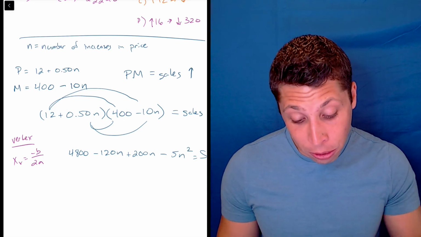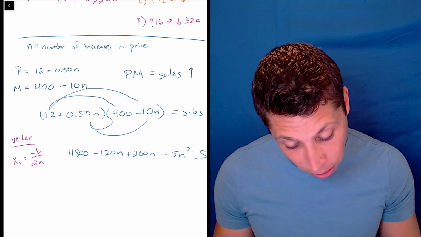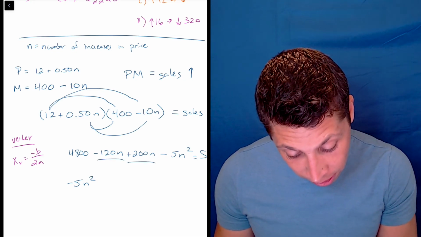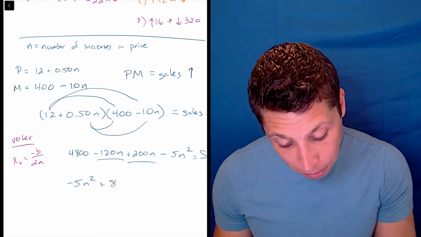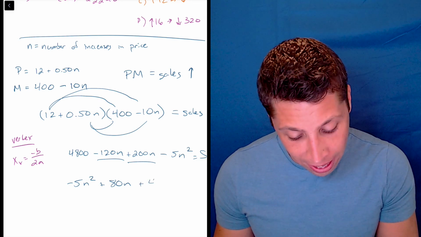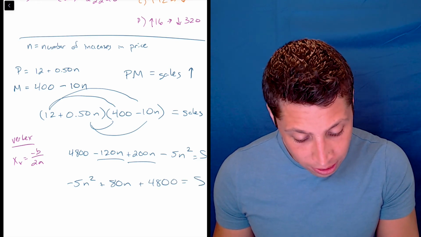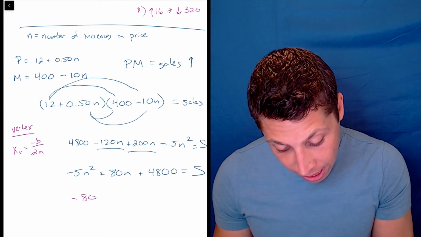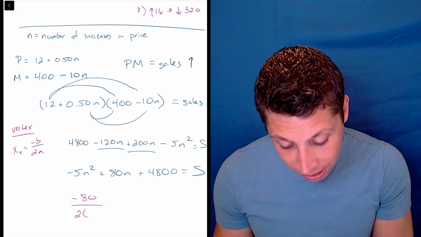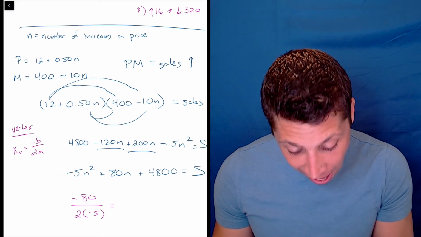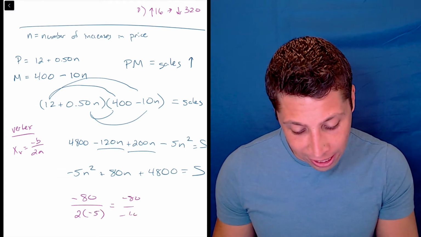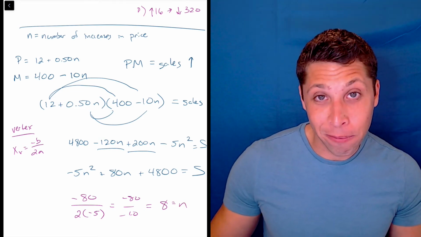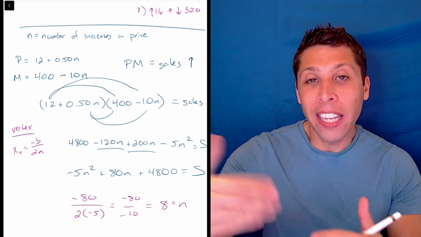So now what I would do is rearrange all this to ax squared plus bx plus c form. So that's negative 5n squared. These two terms combine, so that's going to be plus 80n, and then plus 4,800 is the sales, and negative b over 2a means we're going to do negative 80 over 2 times negative 5, which is negative 80 over negative 10, which is 8, but that's the value of our n here. So that is the number of increases that we have.